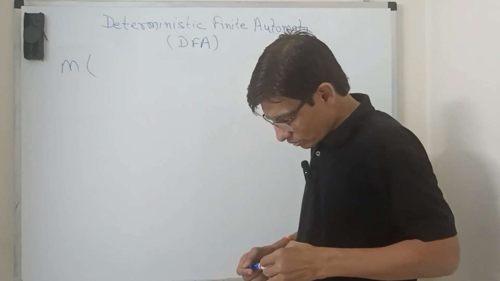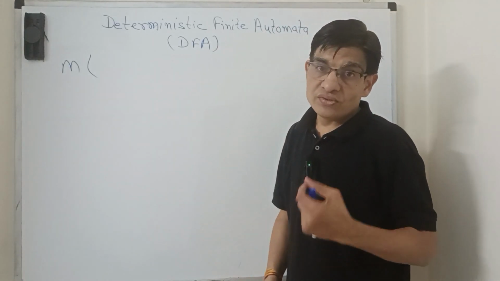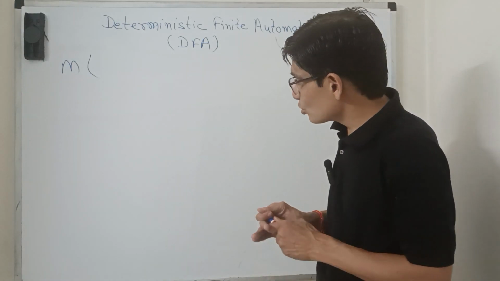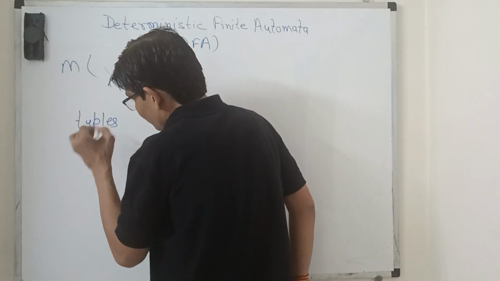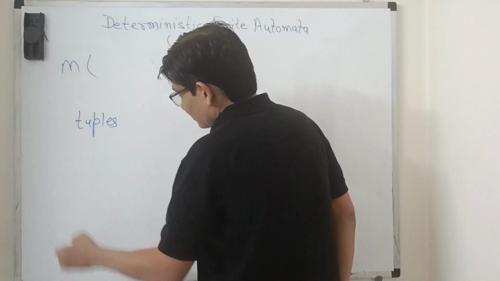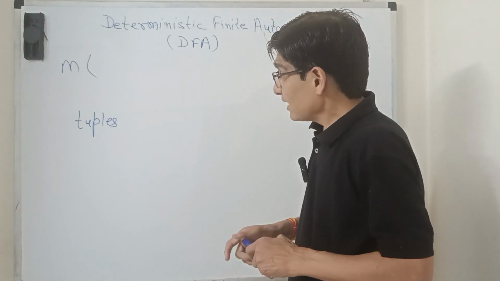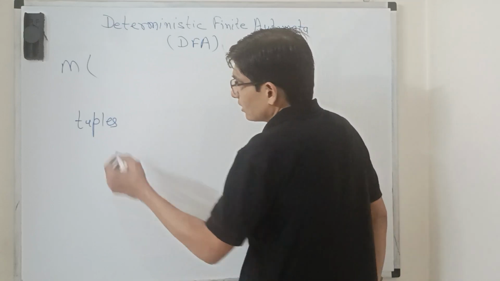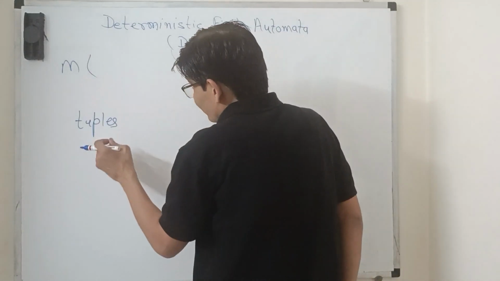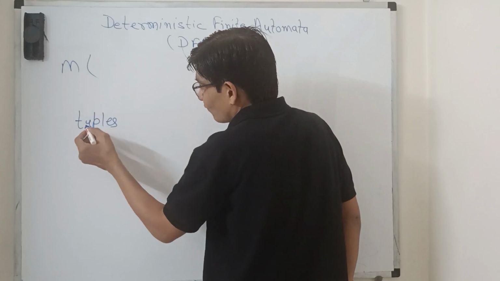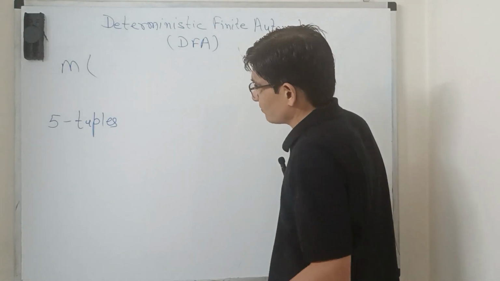And as I told you also, all FAs are defined in terms of components, and these components are sometimes called tuples. Generally, tuples is the term used for all components of finite automata. Now, I will represent that DFSM as M, so it is a 5 component or 5 tuple machine. So DFA is a 5 tuple machine.